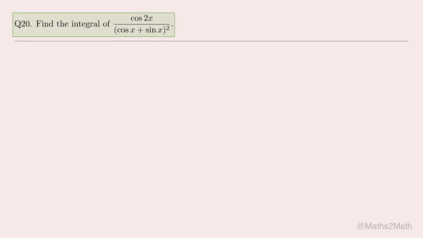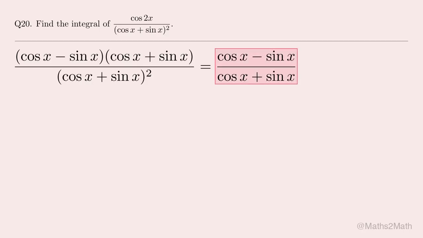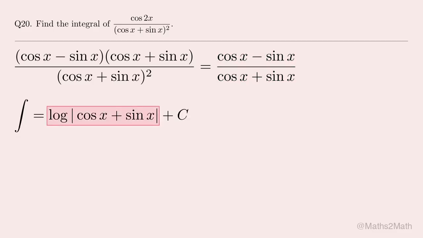Question 20. Cosine 2x factors as a difference of squares. One factor cancels the squared denominator. Cosine 2x is cosine minus sine times cosine plus sine. So the integrand is the ratio whose numerator is the derivative of the denominator base. The log form.